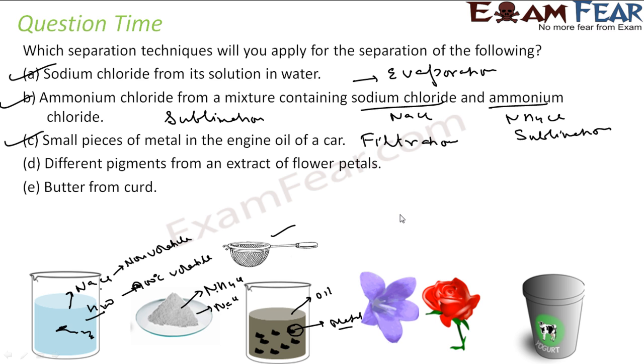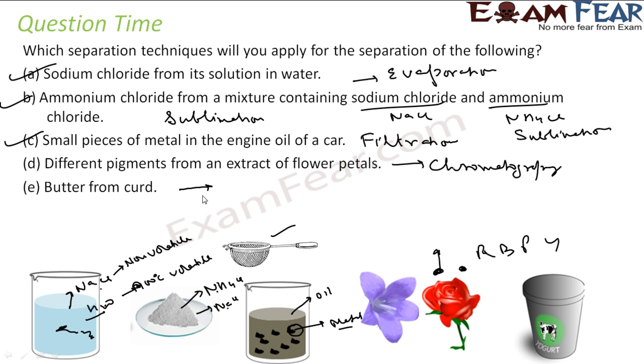Different pigments from the extract of the flower petal. We have seen these flower petals have different pigments, and to separate them we use chromatography. For example, a black color dye will have red, blue, pink, yellow, all these colors, and these colors have the same boiling point and melting point. So you can't separate them by evaporation or other processes. But they have different stickiness tendencies to some solvent, so we typically use chromatography in this case.